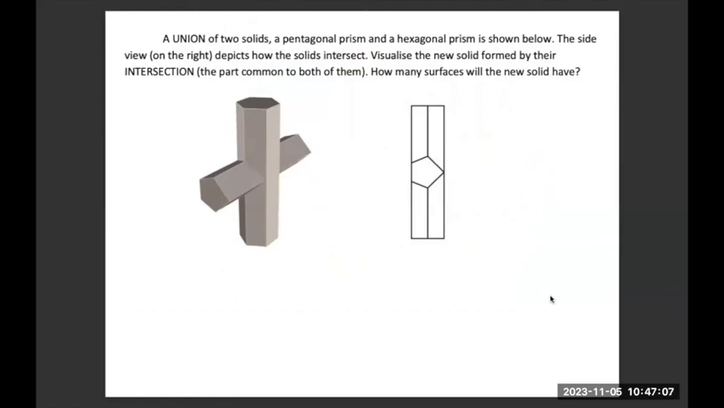So here you're given a hexagon and you're given a pentagon. The hexagon and the pentagon are intersecting with each other. You have to visualize a new solid which will be formed, and you have to count the number of surfaces that this new solid will have.